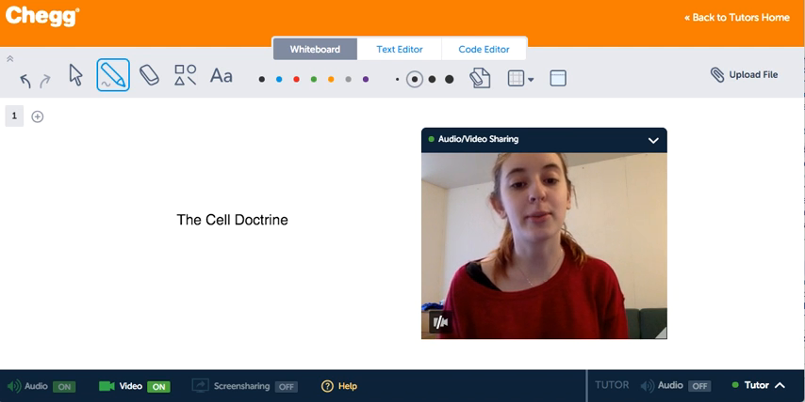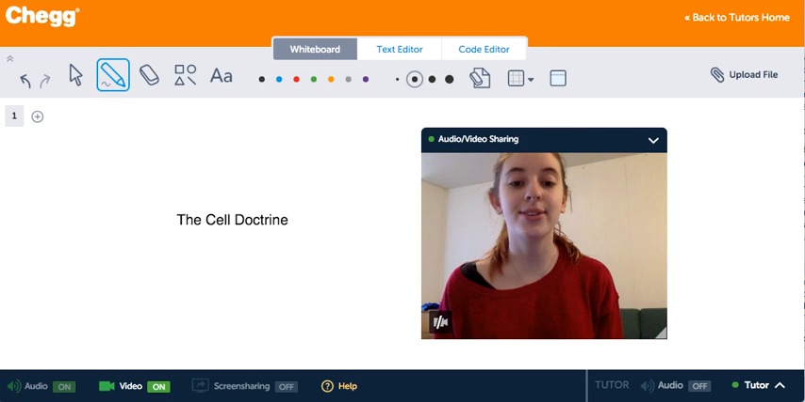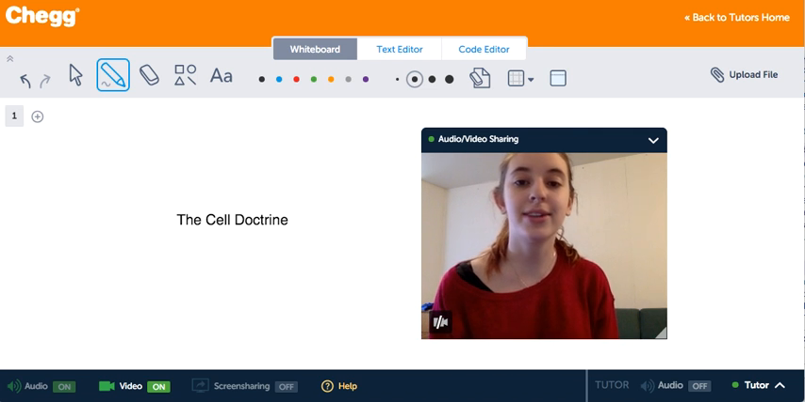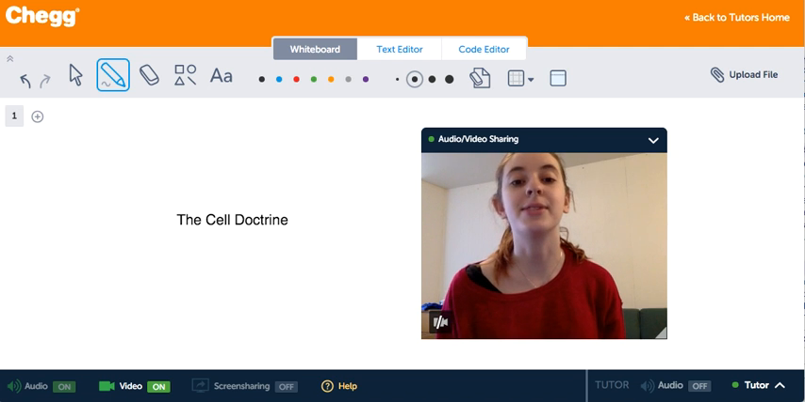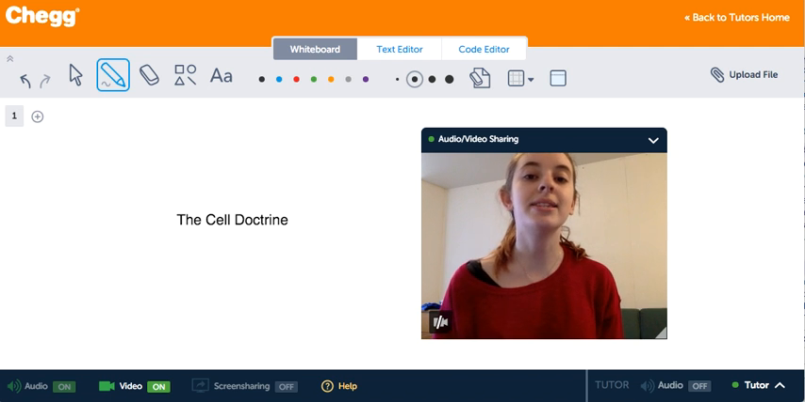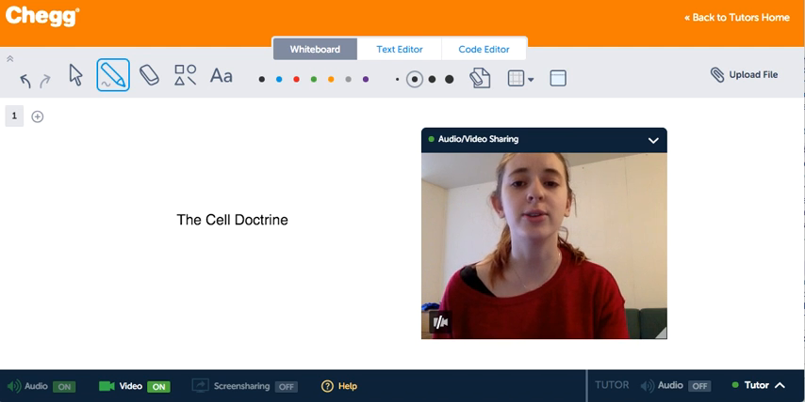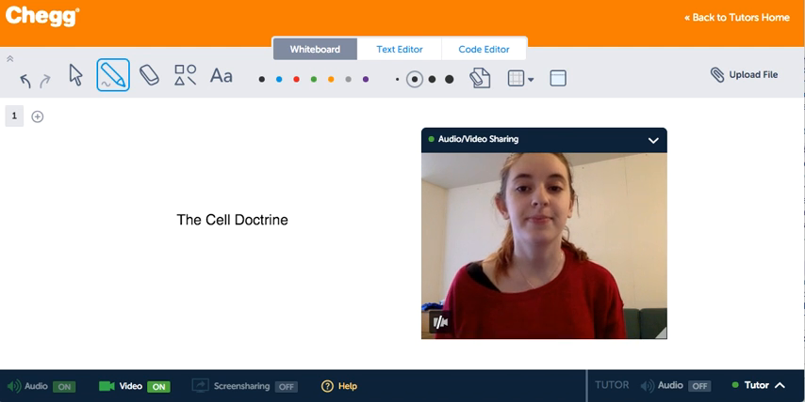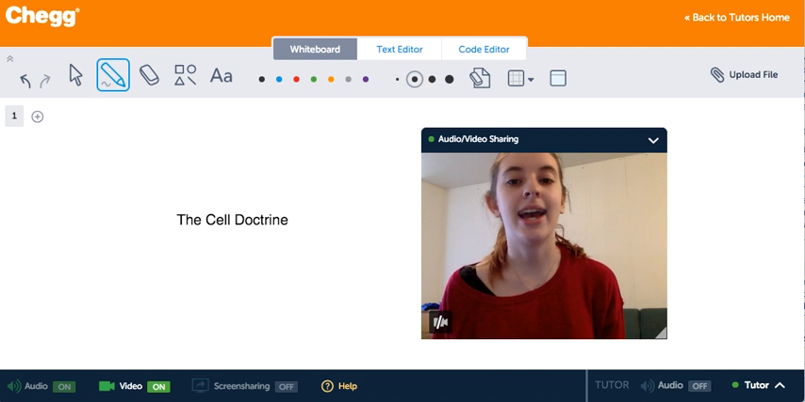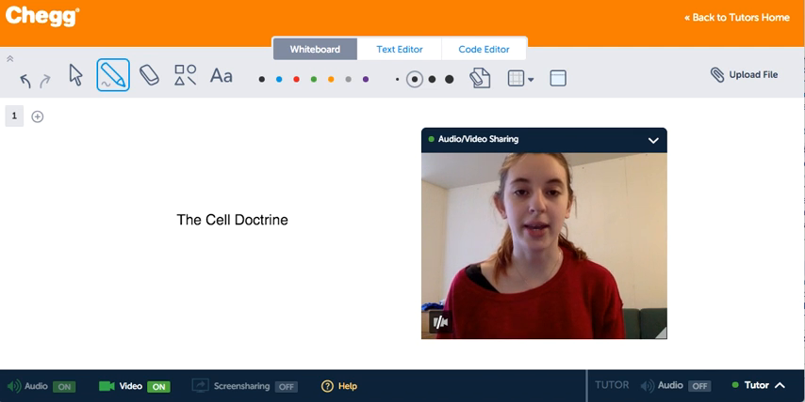Today we're going to be talking about the cell doctrine, also known as the cell theory. The cell theory is a scientific theory which describes the properties of cells. These cells are the basic units of structure in all organisms and also the basic unit of reproduction.